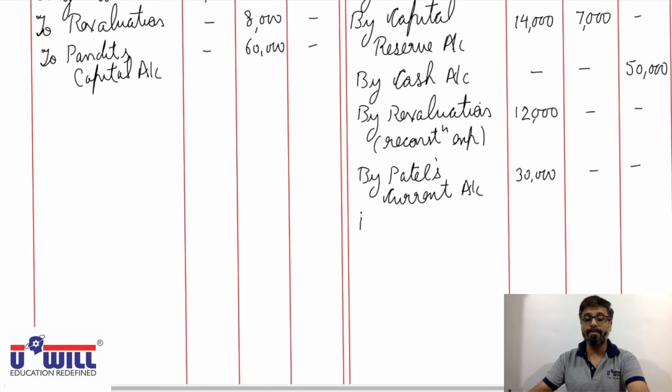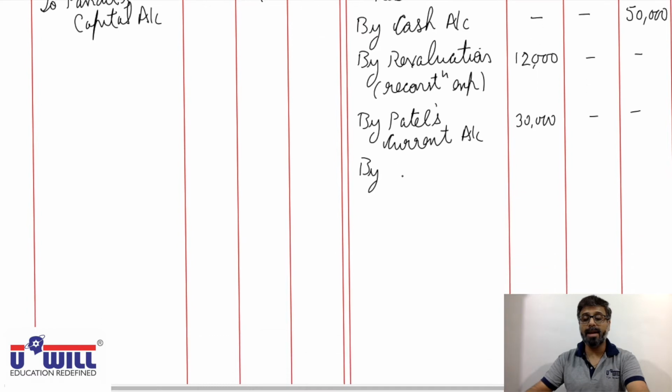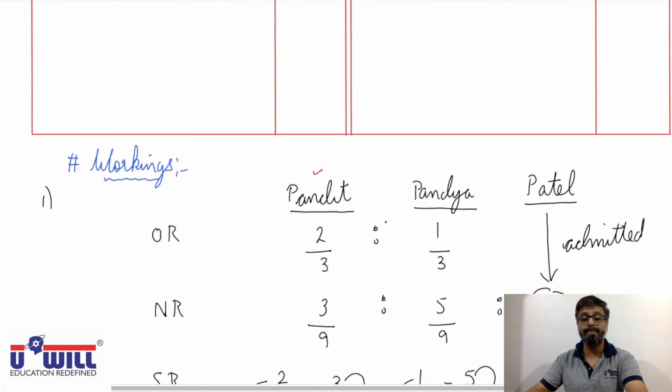And by Pandya's capital account, by Pandya's capital account, in Pandit's column 60,000. I explain the effects again.